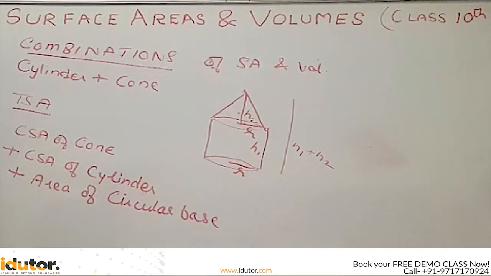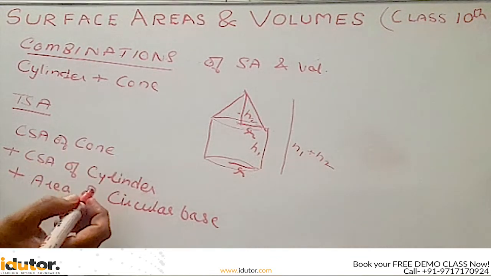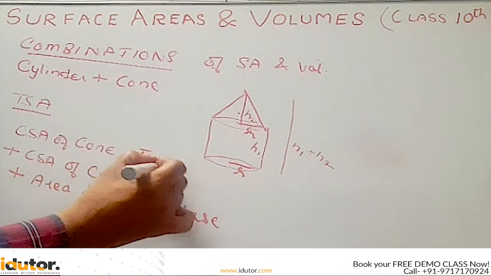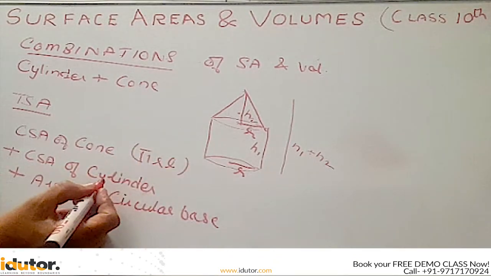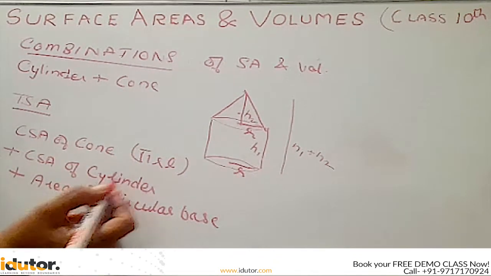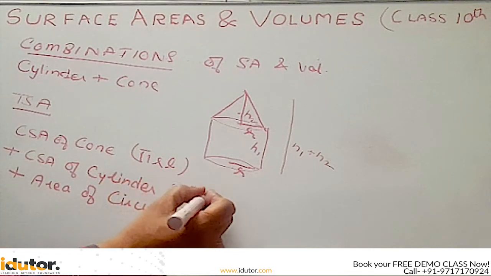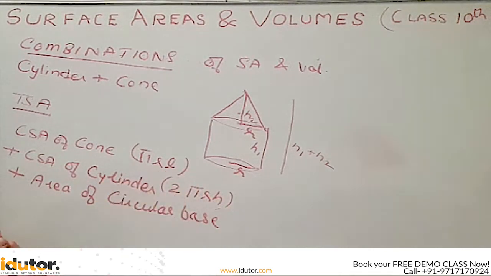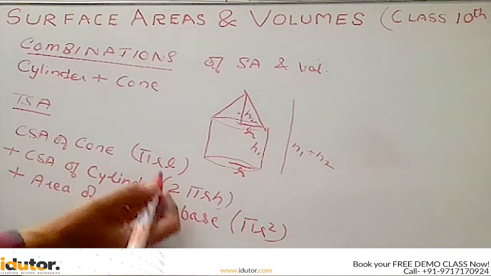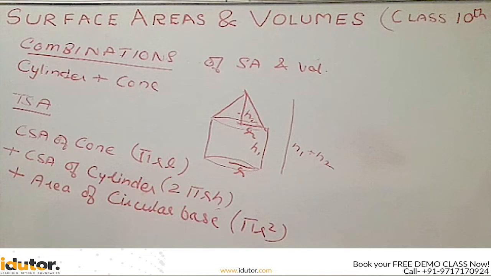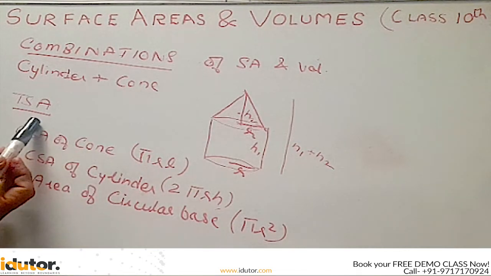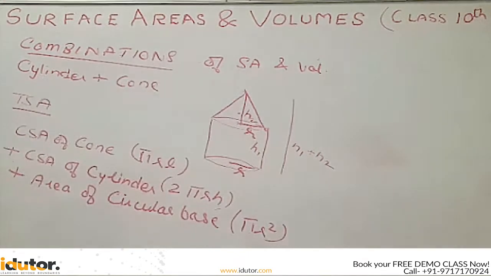Now here we are discussing the CSA of cone. We know that CSA is pi r l, and CSA of cylinder, that also you know, the formula is 2 pi r h, and the area of circular base is pi r square. You know the area of a circle is pi r square. So ultimately, we have to calculate all of them and add them. We will get the total surface area of this particular figure. Is it clear to all of you?